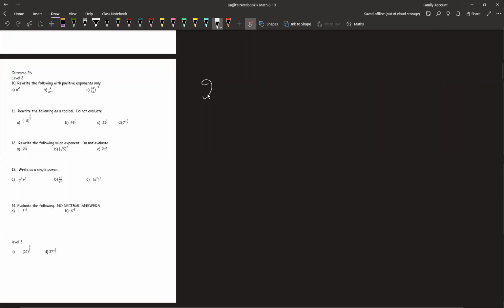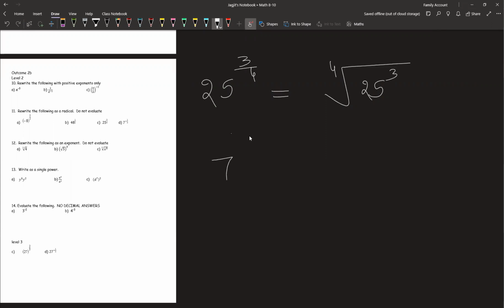If I give you 25 to the power 3 over 4, okay, it will be 4th root of 25 to the power 3. Simple. I give you 7 to the power minus 1 over 3. You will first move it to the bottom, so the power becomes positive. And now at the bottom, you have a cube root of 7 to the power 1, which is just cube root of 7.